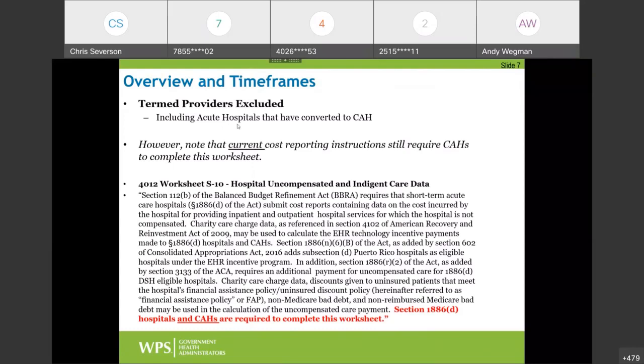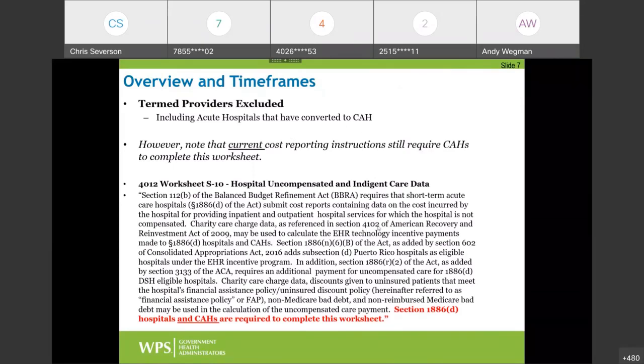So any acute care hospital that is termed will be pulled out of the pool, and if we already know about it, we've already removed them from the list. But if the hospital terminates mid-audit, then we would cease the audit at that point as well. And this does include converting to a critical access hospital as well.